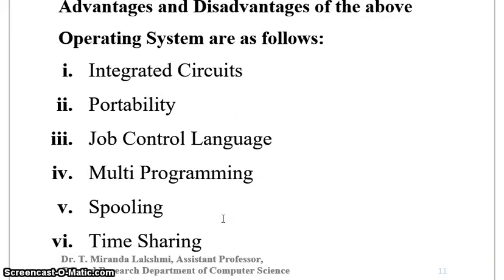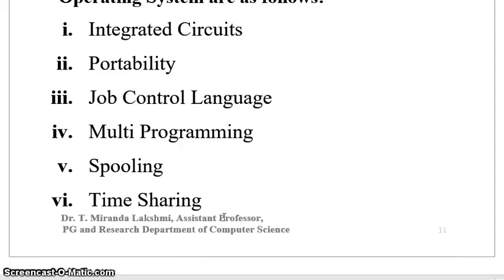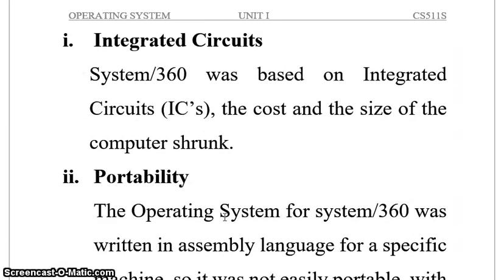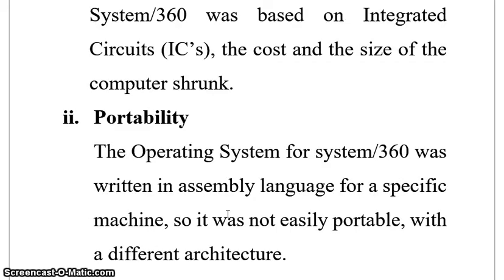The first one is integrated circuits. The next ones are portability, then job control language, multi-programming, spooling and time sharing. First one, integrated circuits. Already you know that in the third generation, the System 360 was based on ICs. The cost and the size of the computer was very small. It began to shrink. Next, portability. When you go in for the System 360 system, it was written in assembly language for a specific machine. So it is very hard to port to a different architecture.